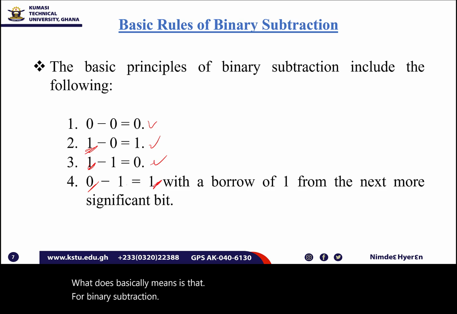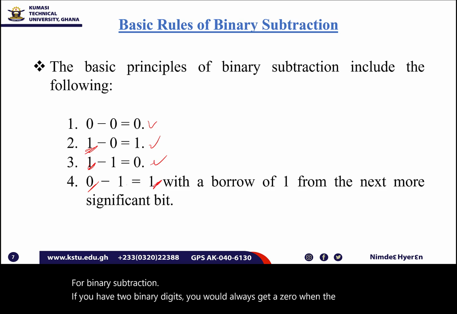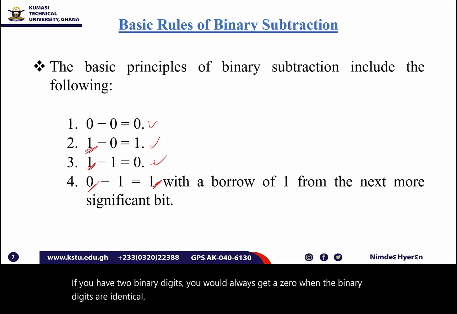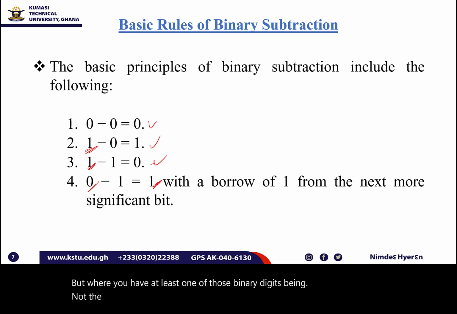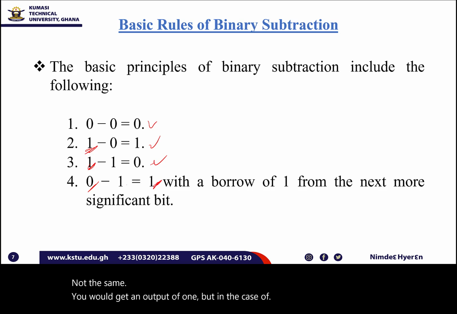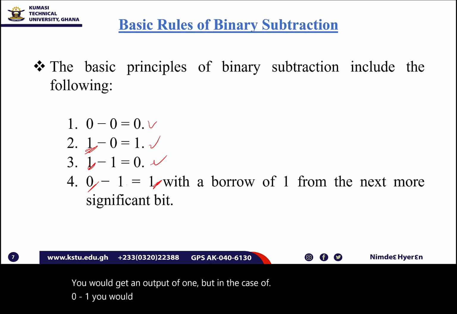What this basically means is that for binary subtraction, if you have 2 binary digits, you would always get a 0 when the binary digits are identical. But where you have at least one of those binary digits being not the same, you would get an output of 1. But in the case of 0 minus 1, you would get the output as 1 with a borrow of 1 from the next more significant bit. So kindly take note of that.